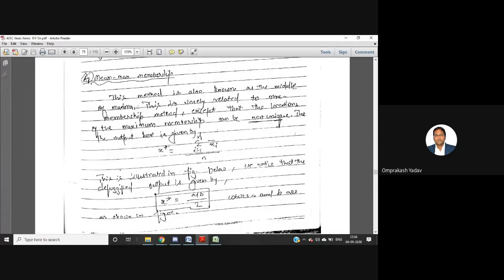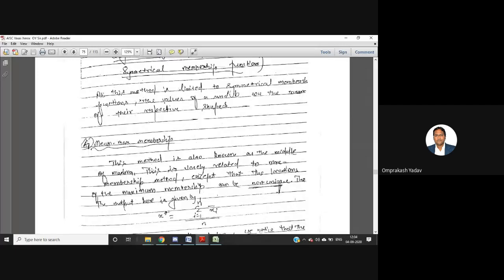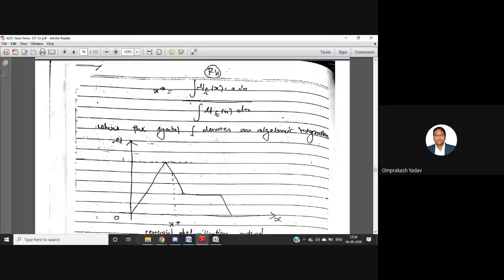Okay, so yesterday we were doing these different types of defuzzification methods. Can all of you see my screen? Yes, sir. Okay, so yesterday we finished till here, mean max membership. Again, I'll just describe in brief.